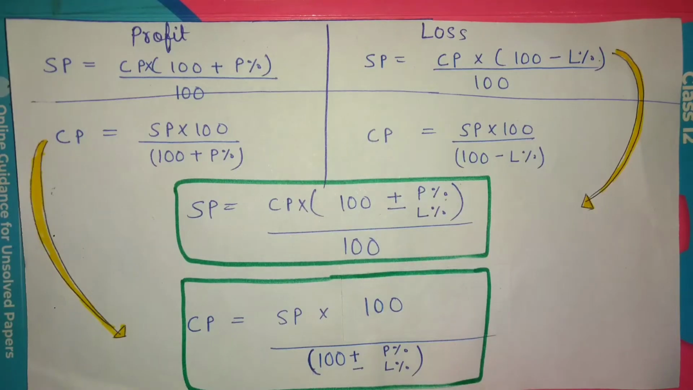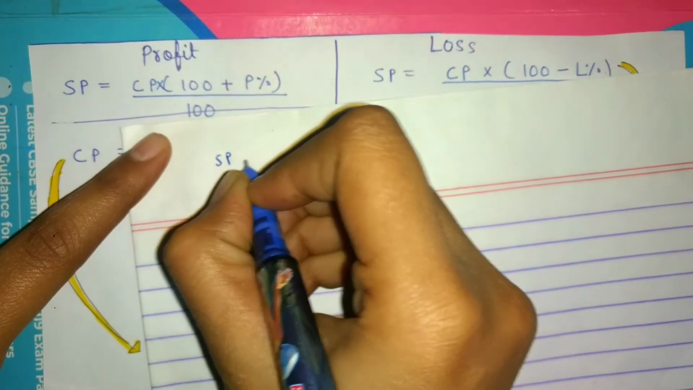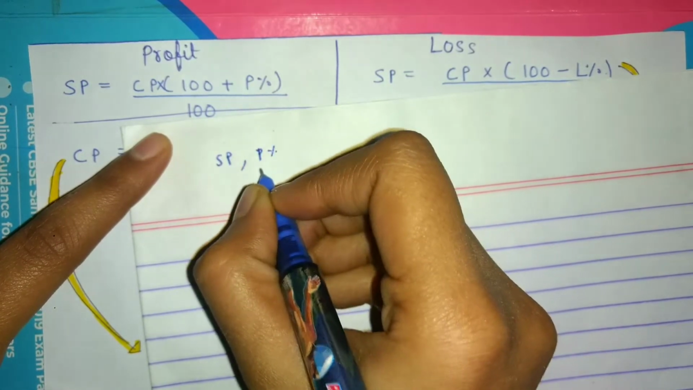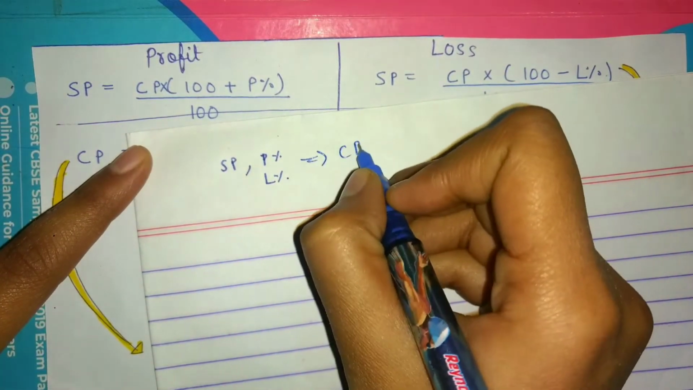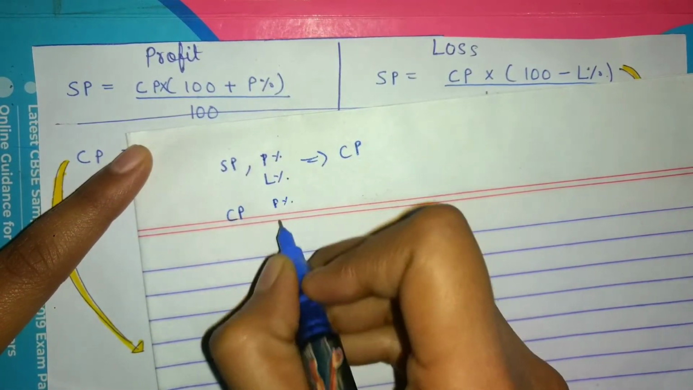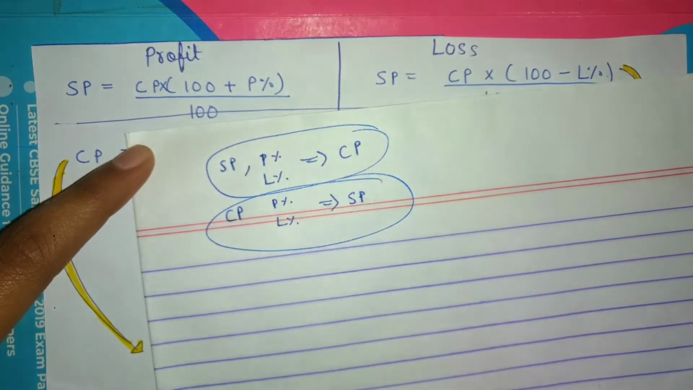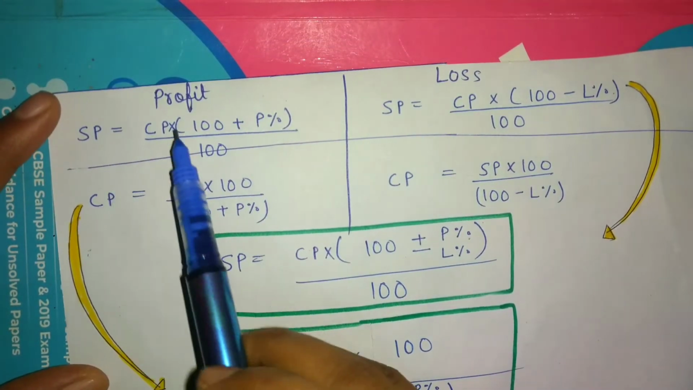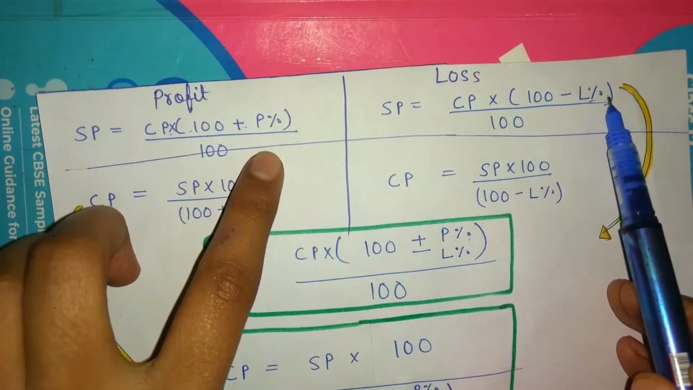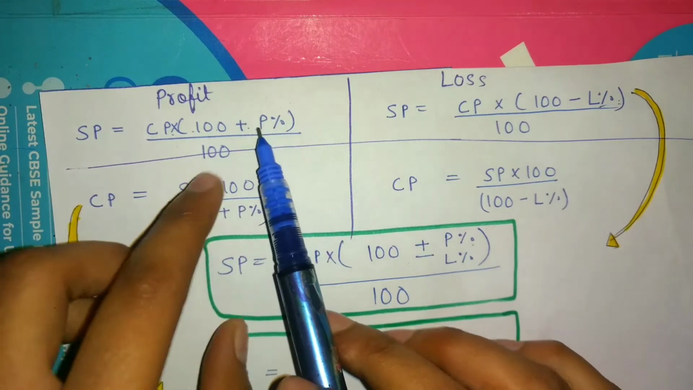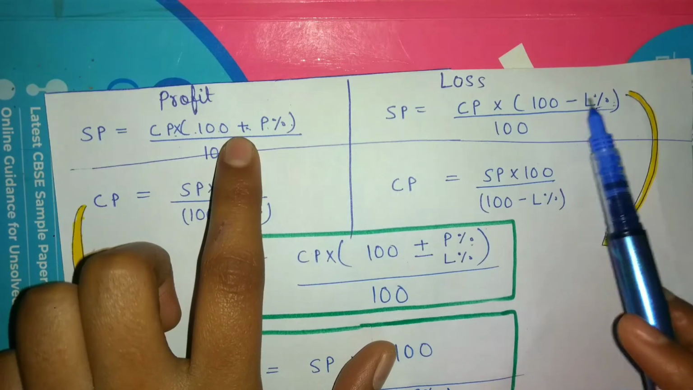So now let's talk about some other formulas. If you are given SP and profit percent or loss percent, depending upon the situation that profit is happening or loss is happening, then you can find CP. And if CP is given and profit or loss percent is given, then you can find SP. We have a direct formula for this. SP is equal to CP into 100 plus profit percent divided by 100. And if it is loss percent, you can see the similarity: if it is profit, then we write plus P percent, and if it is loss, then we write minus loss percent.